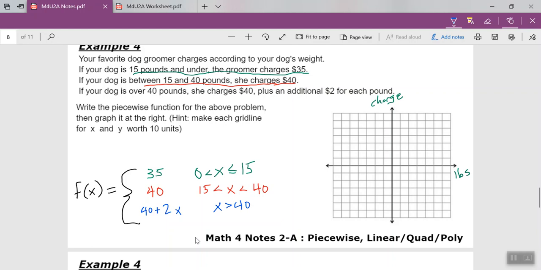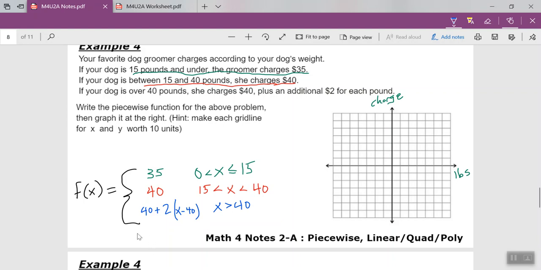If I write it like this, and my dog weighs 50 pounds, 2 times 50 is 100, plus 40 is 140. We missed something somewhere, and the idea is that the $2 per pound is only when it's above 40. So what we're going to do is we're going to do this and do it like that.